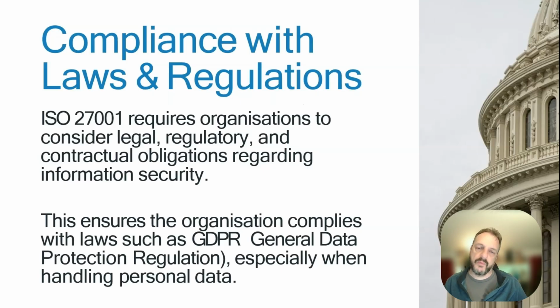Next is compliance with laws and regulations. So it's really important that you are aware of what obligations you have, both in terms of regulations and laws, which are not quite the same thing, but also in terms of contractual obligations that you've made to customers about security. So an obligation might be to a customer that you ensure that you have 27001 and an updated certificate that's live and independently audited.